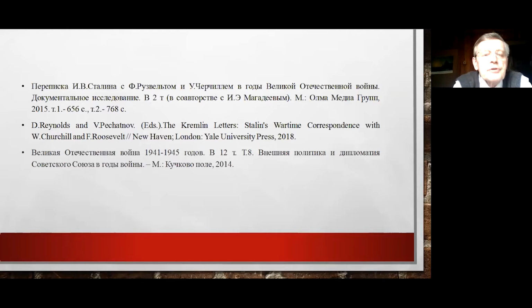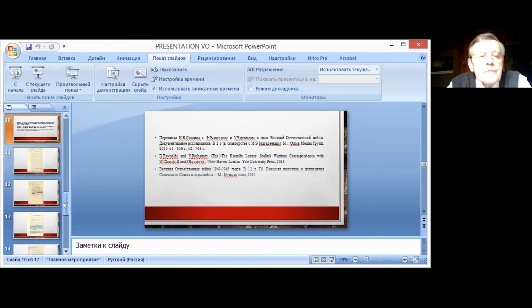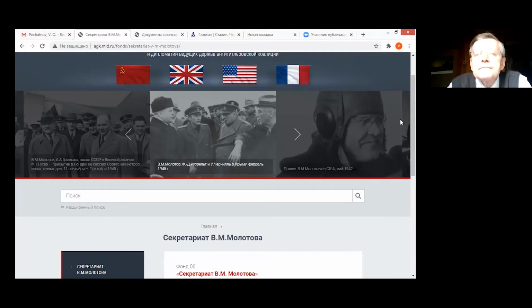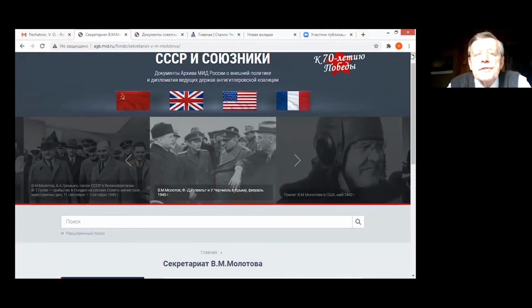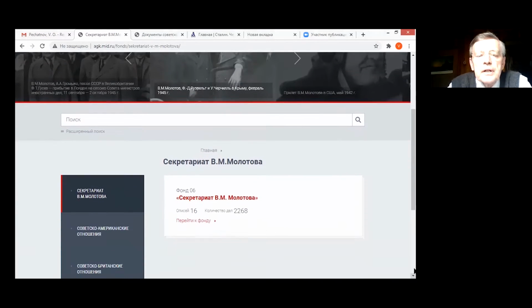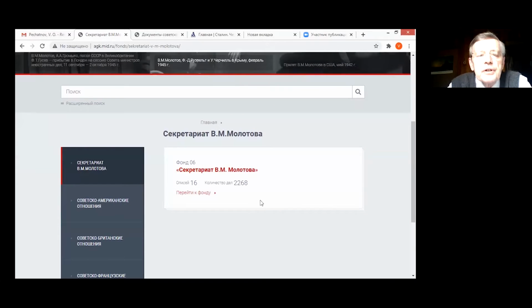On the digitized documents in the archive, in Russian, the main collection here is AGK, which stands for Anti-Hitlerovskaya Koalitsiya, the Big 3 during the war, and has many documents related to the Soviet-American, Soviet-British, and Soviet-French relations during the war. It has 3 main segments here. Molotov's Fund, number 6, which I described already.